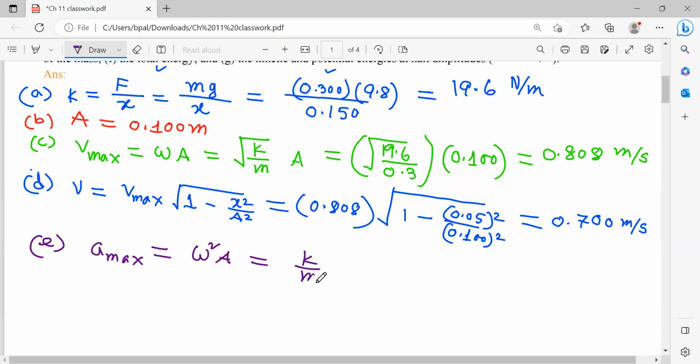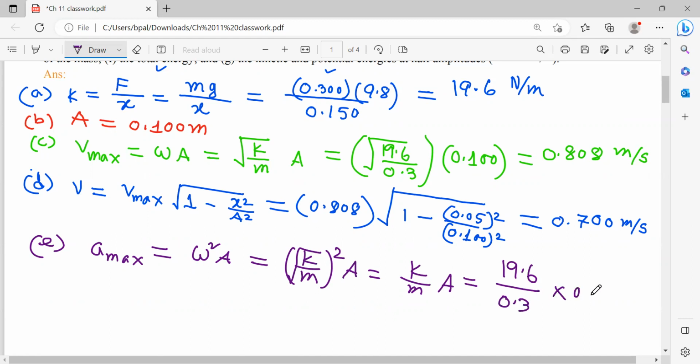K over M, right? The square root of K over M, and then square is basically K over M, and then A. So it's basically K over M times A. K is 19.6, M is 0.3, and A is 0.1. So A max will be equal to, if you plug all these values in your calculator, something like 6.53 meters per second square. All right.